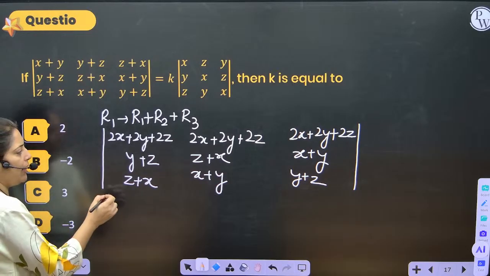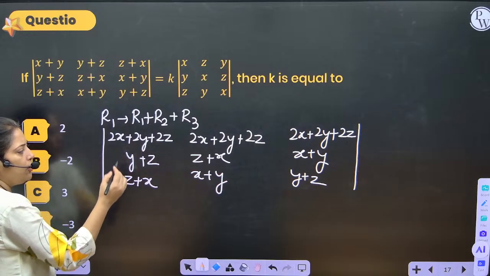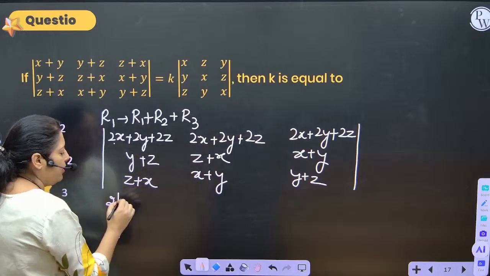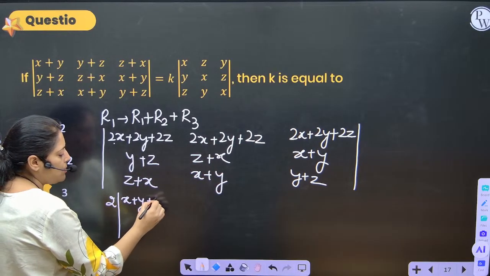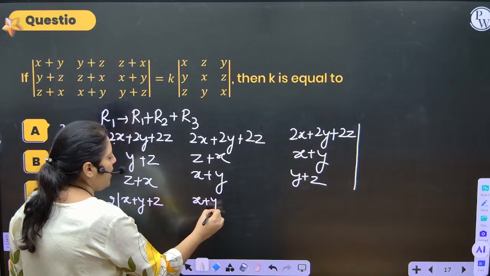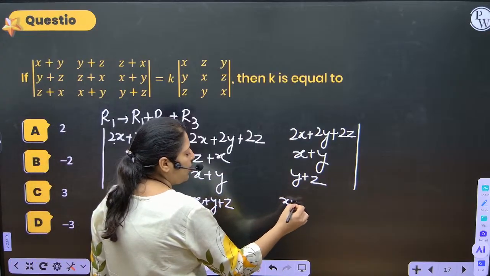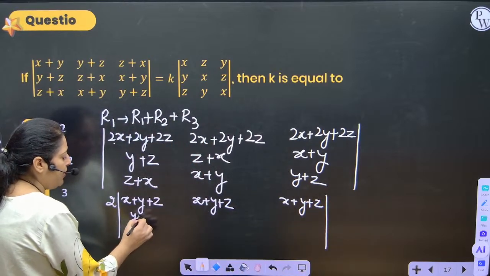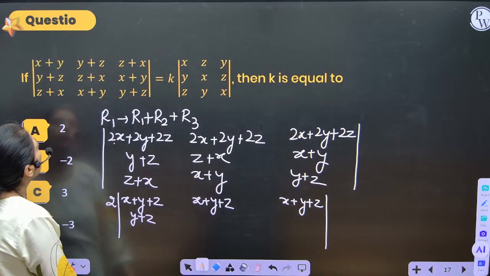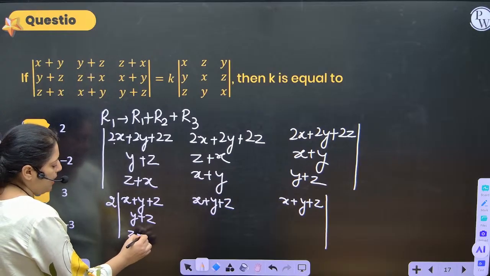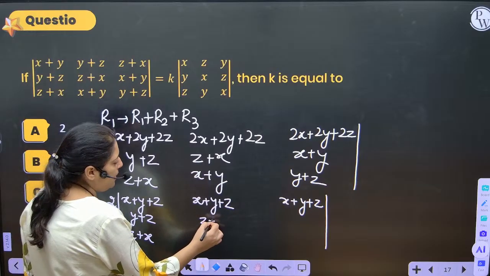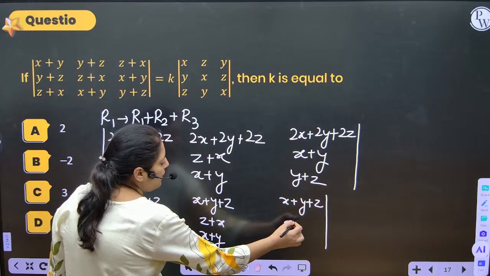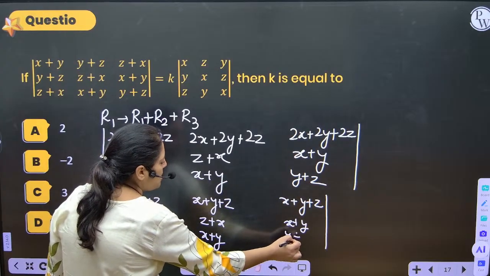So what can I take common? 2 I can take common from here. What will be left inside? x plus y plus z, x plus y plus z, x plus y plus z. Similarly the other rows: y plus z, z plus x, x plus y, and z plus x, x plus y, y plus z.